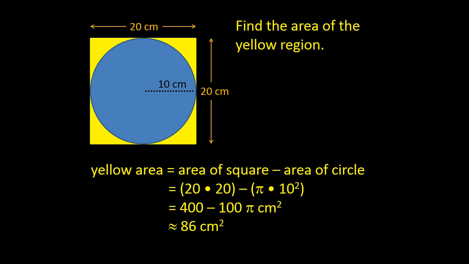Now, just like before, if we really wanted to, we could do a substitution. We could substitute 3.14 for pi, and if we do that, we get an approximation of the area, which in this case is 86 square centimeters.